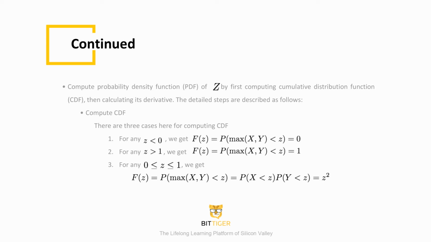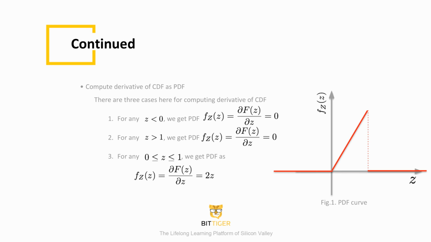There are 3 different cases for computing the CDF with respect to different ranges of the value of z. For any z less than 0, the CDF is 0, as both x and y can only be valued between 0 and 1. For any z greater than 1, the CDF is 1, as both x and y are between 0 and 1, which must be less than 1. For any 0 ≤ z ≤ 1, the CDF F of z equals the probability that the maximum of x, y is less than z, which is the product of the probability of x less than z and the probability of y less than z, and it equals z squared.